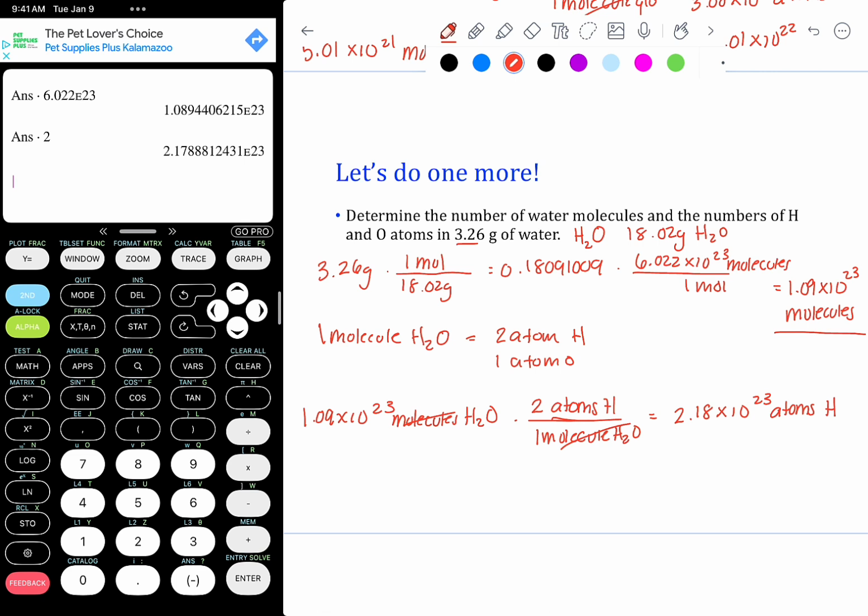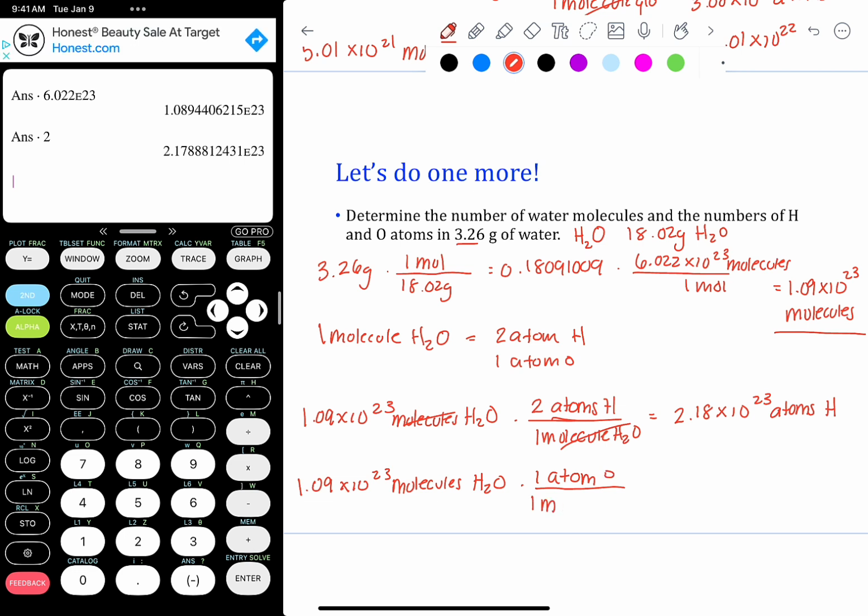So now we know how many atoms of hydrogen we have. We can now do the same steps, but for oxygen. We take our number of molecules of H2O and use our equivalency that in 1 molecule of H2O, there's 1 atom of oxygen. There's no math that we have to do because we're multiplying it by 1. So there's 1.09 times 10 to the 23 atoms of oxygen. Okay, so that answers our question there.